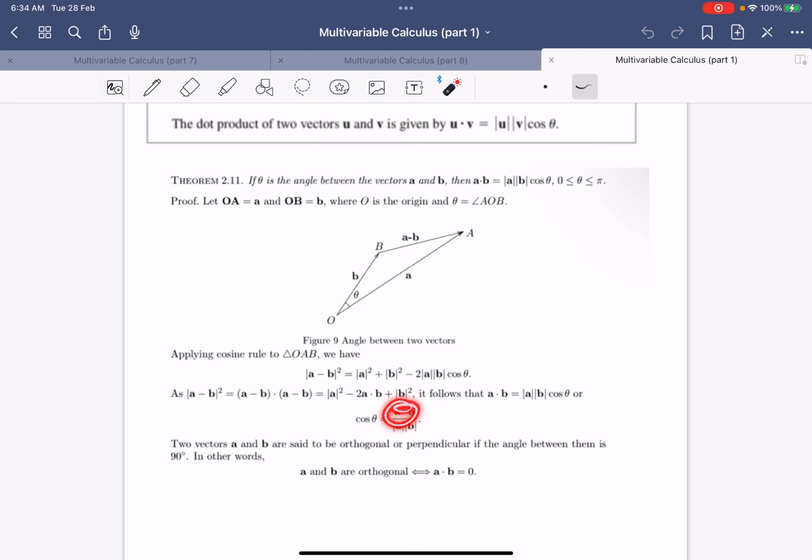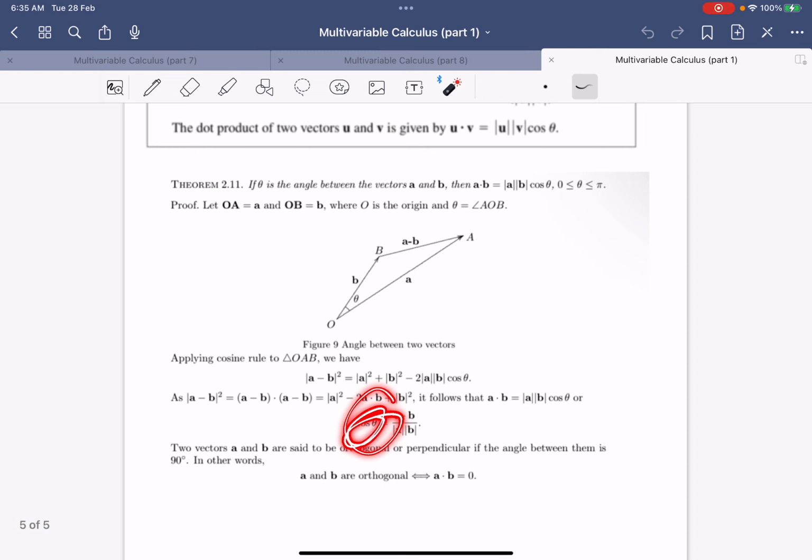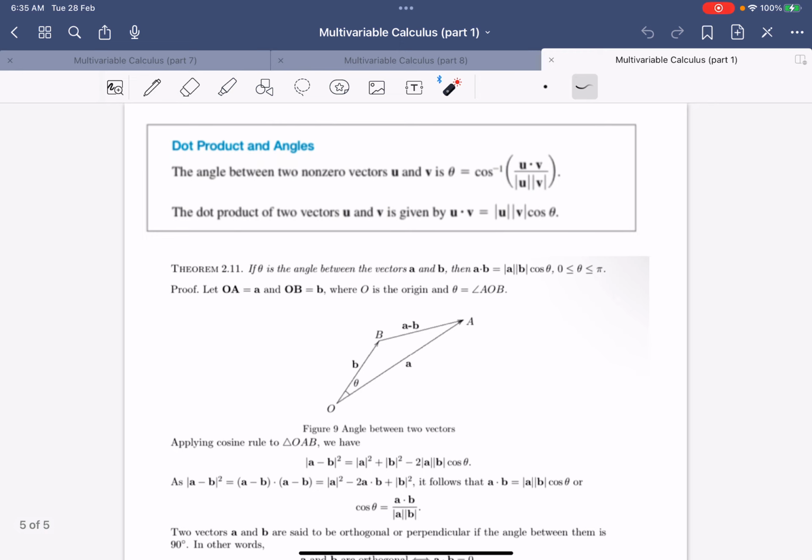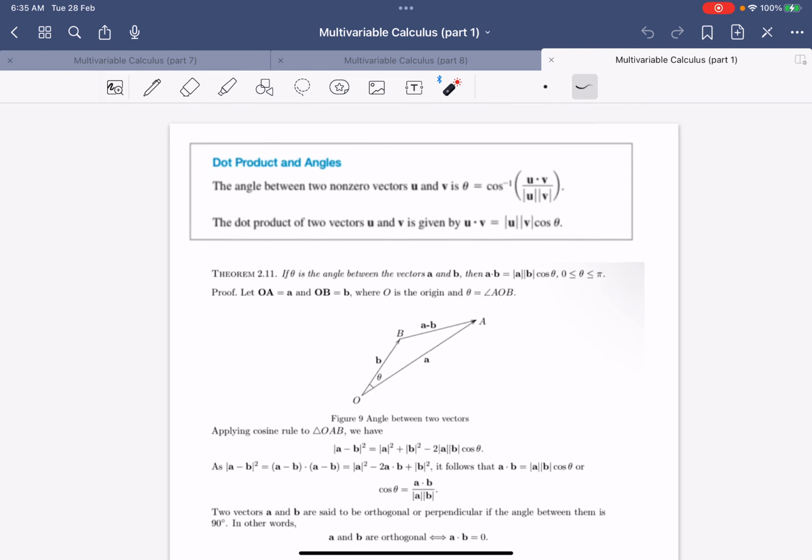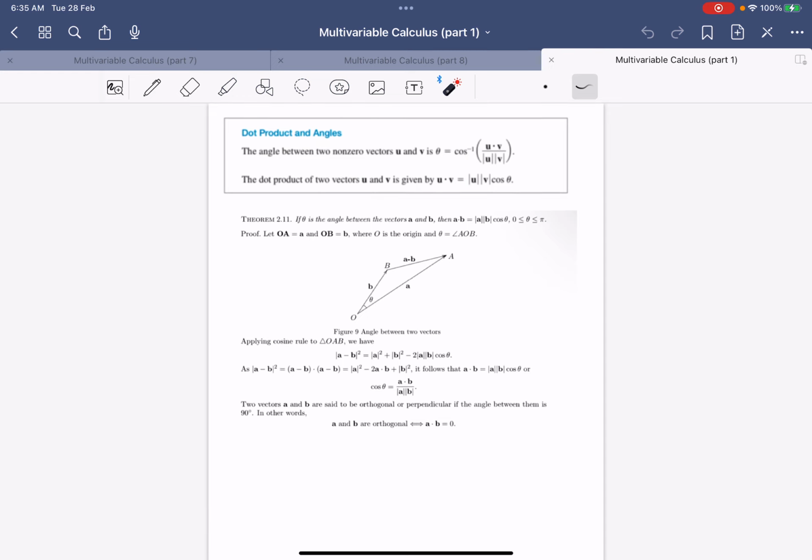So you can see that if a dot b is positive, then the angle between them will be acute, and if a dot b is negative, then the angle between them is obtuse. And if they are perpendicular, meaning orthogonal, then a dot b equals 0, because the angle here is 90 degrees. So the dot product can also be represented by the length of u times the length of v times cosine theta. This allows us to find the angle between two vectors.